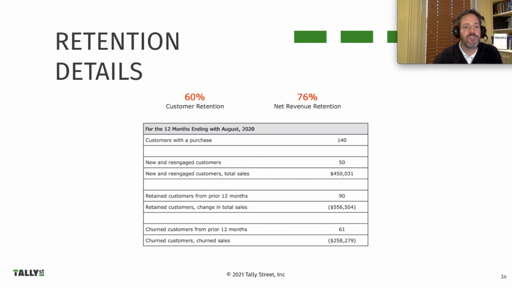Now let's look at some retention details for the same demo or sample customer. In this case, they have a 12-month retention period, and we're looking at an analysis for the 12 months ending with August 2020. We see that they have a 60% customer retention rate. So of the customers they had 12 to 24 months ago, 60% of them bought again within the most recent 12 months. We see that the net revenue retention rate is 76%. That's not 100%, so they didn't retain all the revenue from the prior period, but at least they retained more in sales than they did in customers.